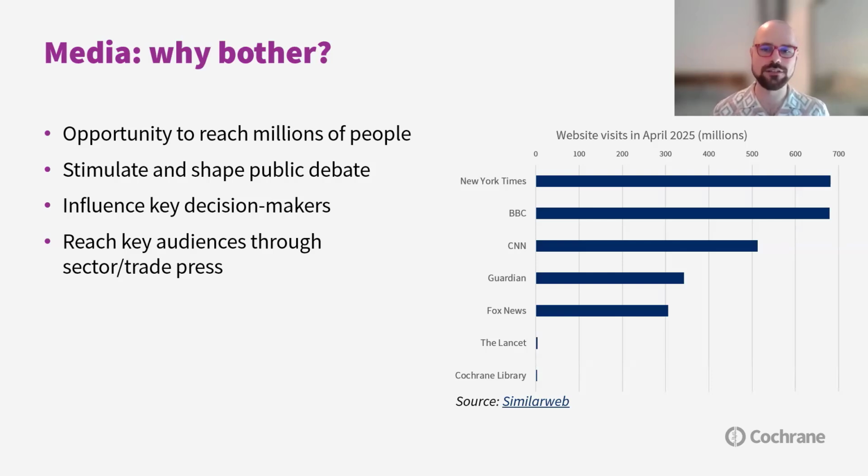Now, on the right here, you can see the comparisons of monthly website visits of major news websites. These are the 5 largest news websites in the world in English-speaking news currently. And as you can see, they have hundreds of millions of visits per month, whereas academic journals such as the Cochrane Library and the Lancet have a small fraction of that. Now, it's a very different audience and it's not always relevant, but this just shows you the potential. And again, you can't just assume that if you publish something in a journal that everyone will find it.